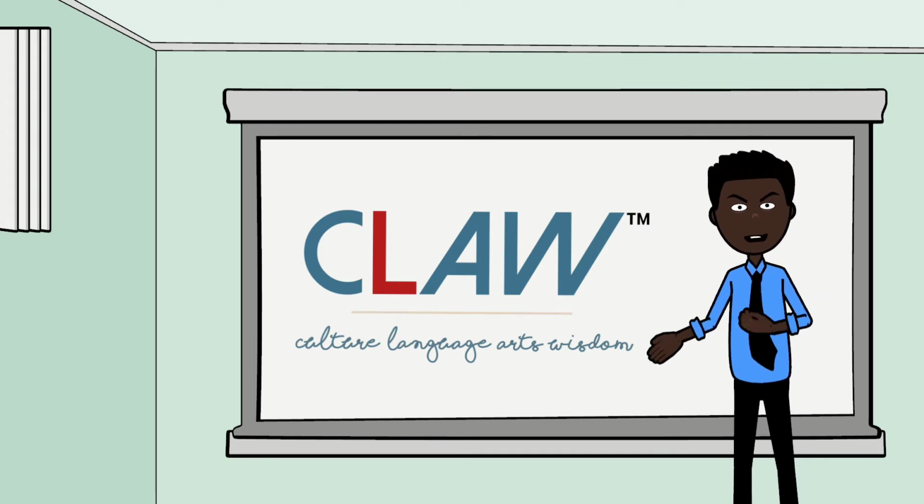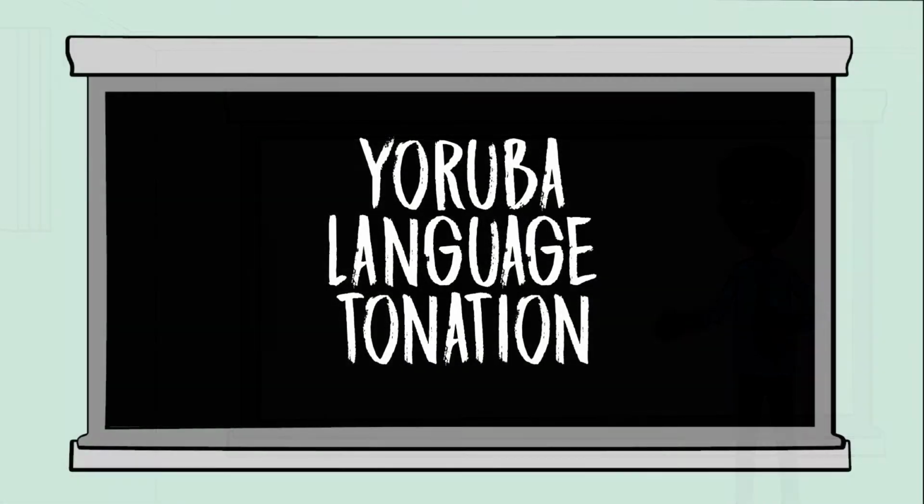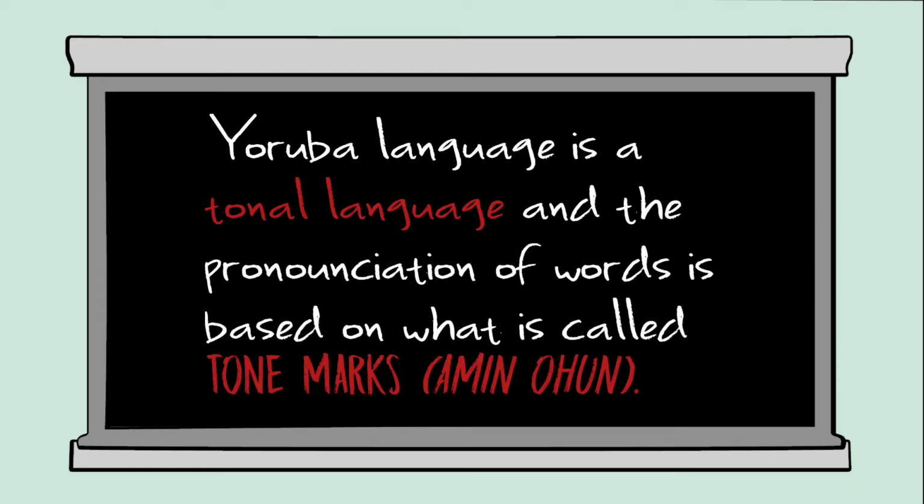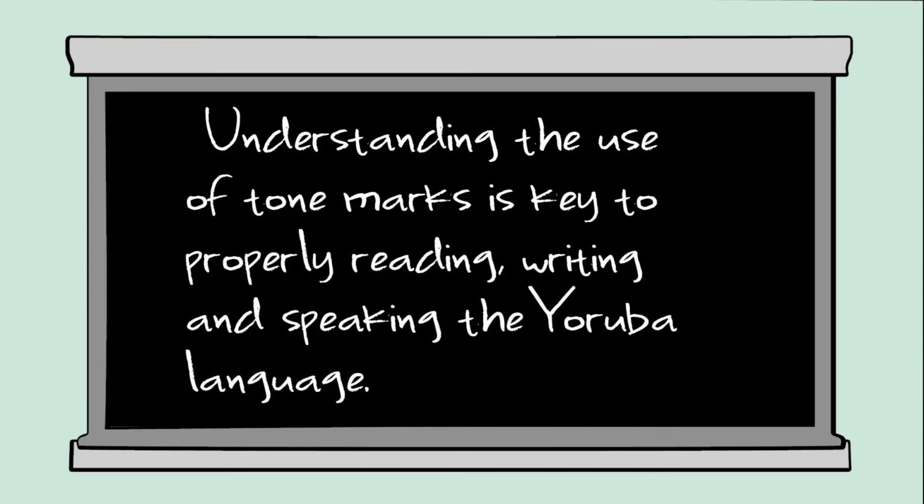In this class, we shall be learning the Yoruba language tonation, àmì ohùn. Yoruba language is a tonal language, and the pronunciation of words is based on what is called tone marks, àmì ohùn. Understanding the use of tone marks is key to properly reading, writing, and speaking the Yoruba language.